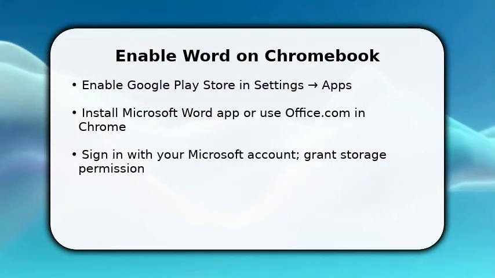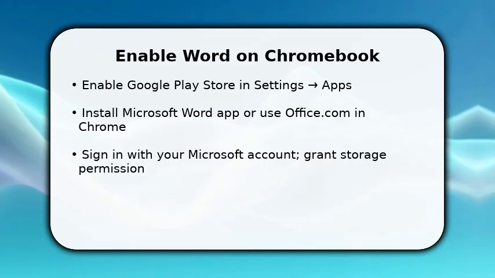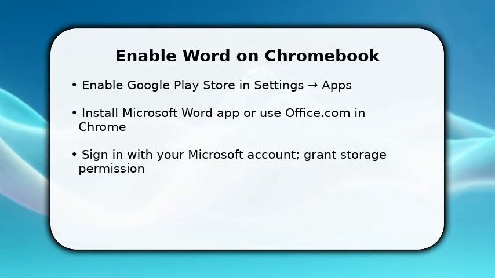You'll start by enabling the Google Play Store in Settings so you can install apps. This is faster than converting files. Once done, install the Microsoft Word Android app or OpenOffice. Or use Chrome for the web app.